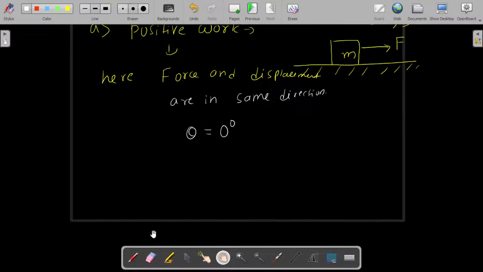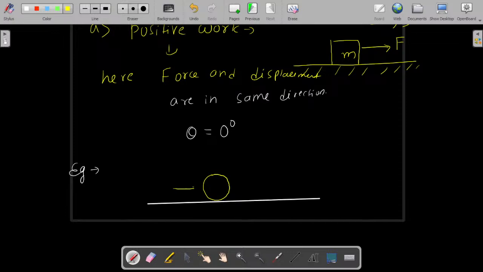Example you write down. The force of kick. First you draw, then you write. Draw this diagram. This is a ground surface. And draw a ball. Okay. And you are applying a force in this direction. You are kicking this football. This is football. You are applying a force on this football.